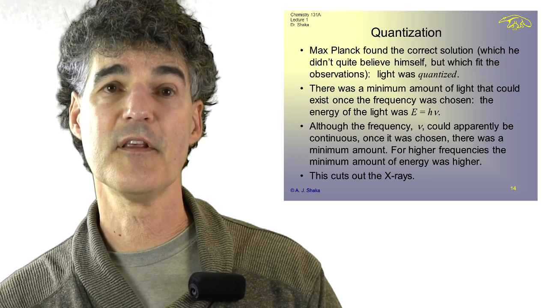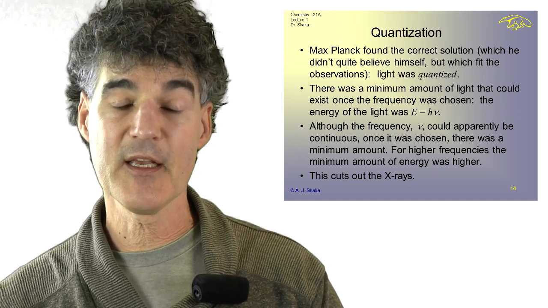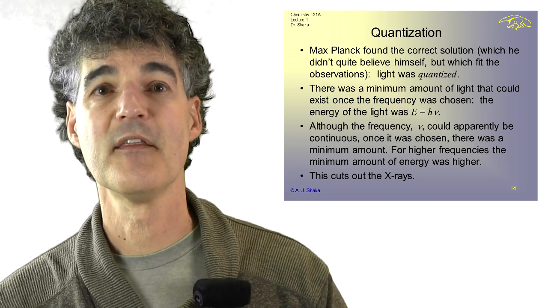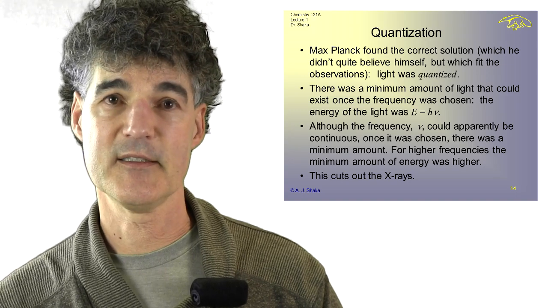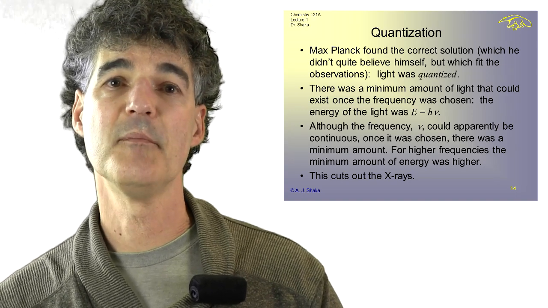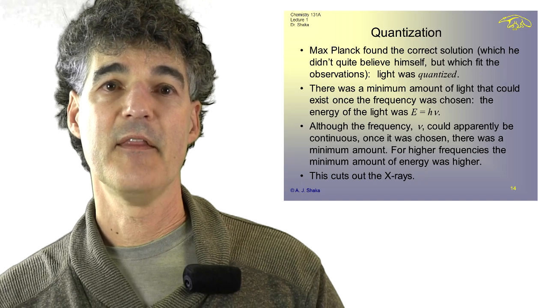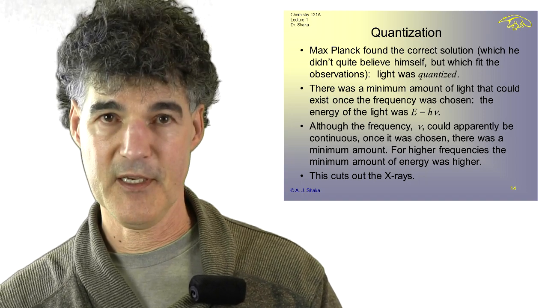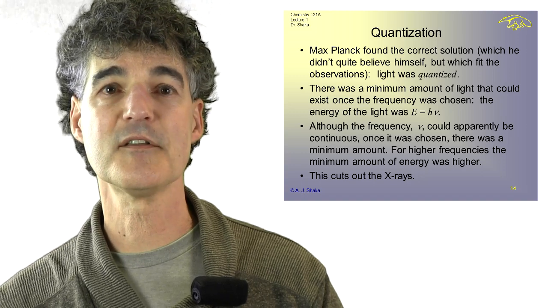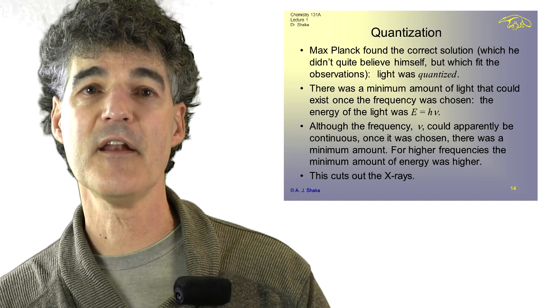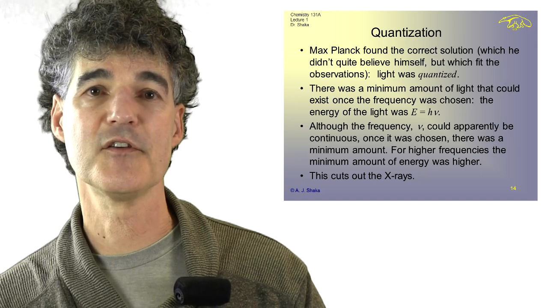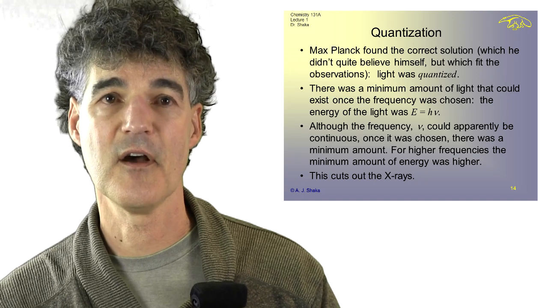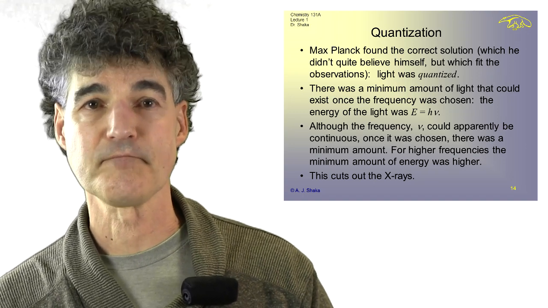What he found that fit the observations, although he didn't really quite believe it himself, but he could follow through the physics, was that light was quantized. That is, there's a minimum amount of light. And the smallest amount was related to the frequency of the light. And once the frequency was chosen, the energy of the light was E equals h nu. h has subsequently been called Planck's constant in honor of its discoverer.